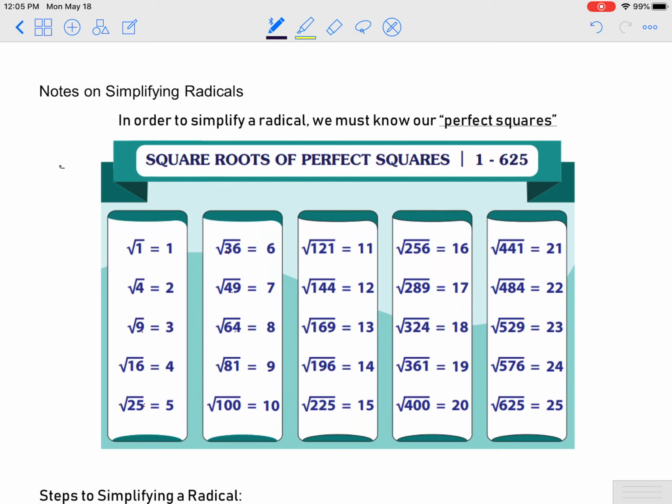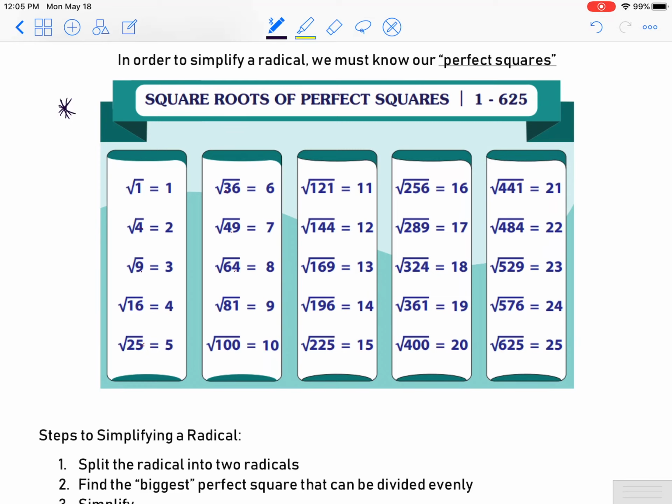So what you're going to see is I gave you a chart of all your perfect squares and your perfect square roots. You don't have to have these memorized, but I would suggest it makes the math much quicker if you know your perfect squares. So I'm going to keep referring back to this when we go through. Make sure you have a calculator nearby as well, so that you can do the dividing.